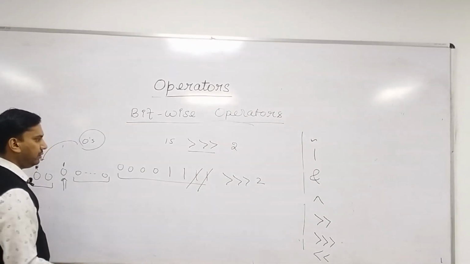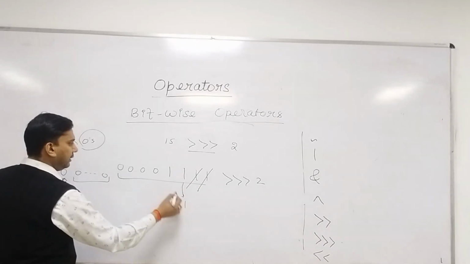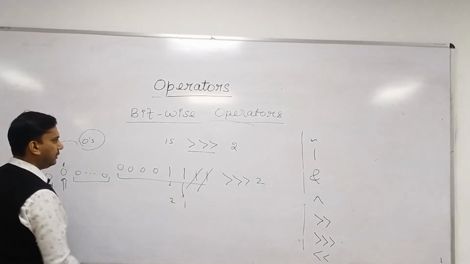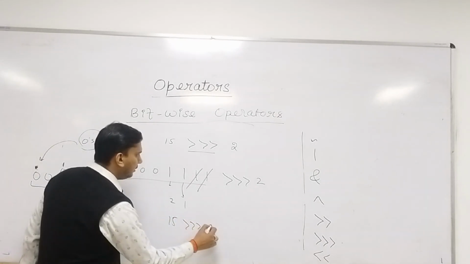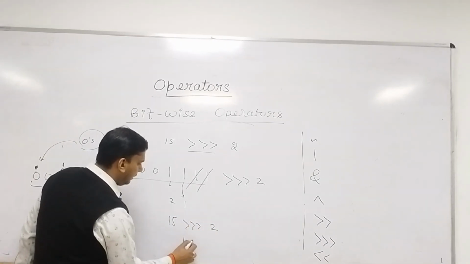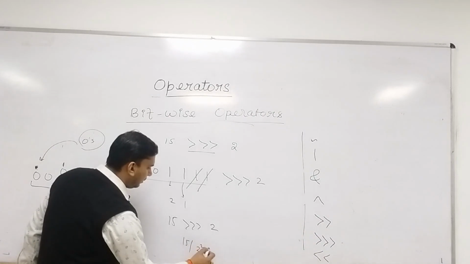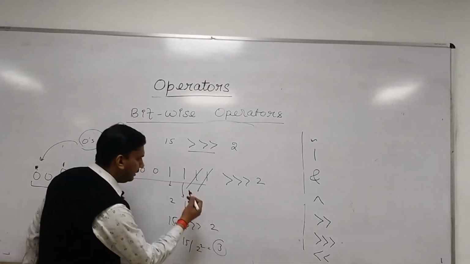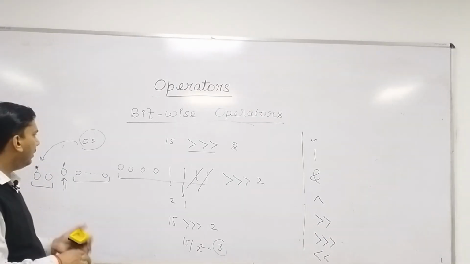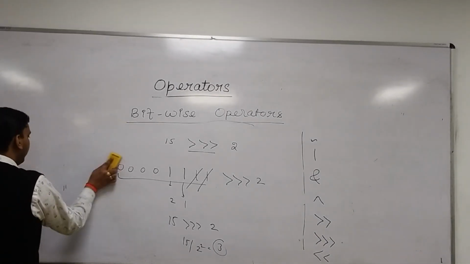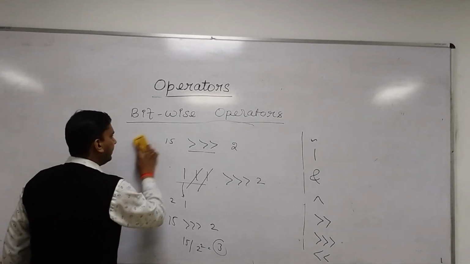We will read the value. So what is the value? This is 1, this is 2. 1 plus 2, 3. So 15 right shifted by 2 bits means 15 divided by 2 raised to power 2, which is 3. So the result is the same. Right? But let us talk about the problem with this unsigned right shift.